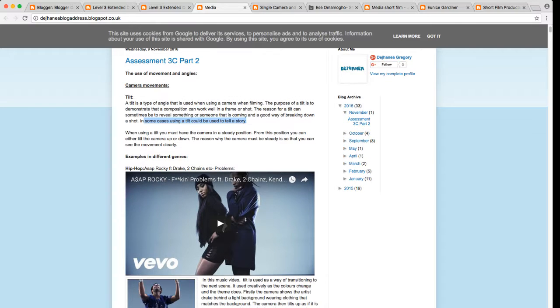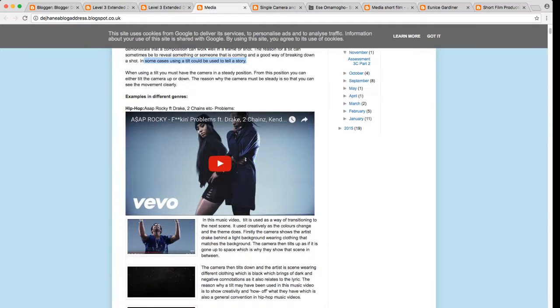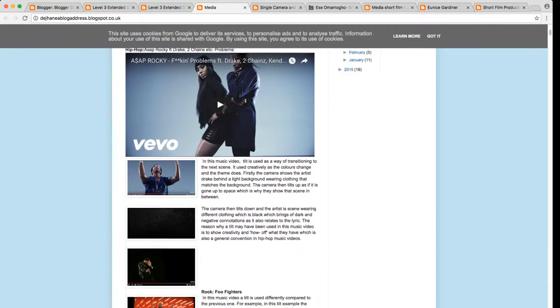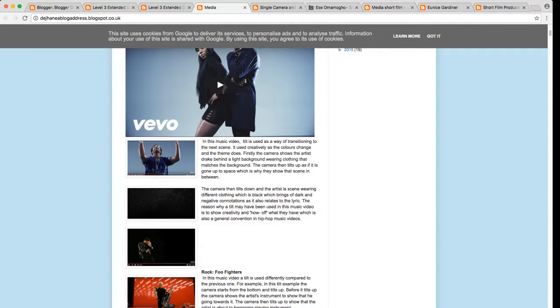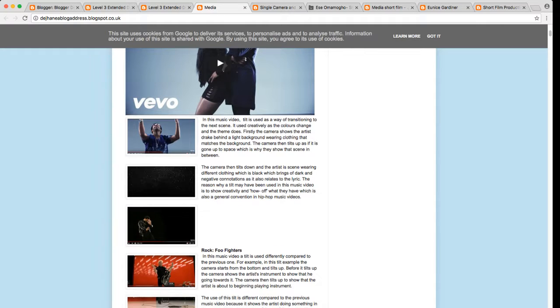So again, you're saying what it could be used for, but we don't have a specific example that we're referring to until we get down to here. I see. Of transitioning to the next scene. It's creative, that's good. Yep, so this is quite analytical. You're kind of into the merit here. It then tilts down.